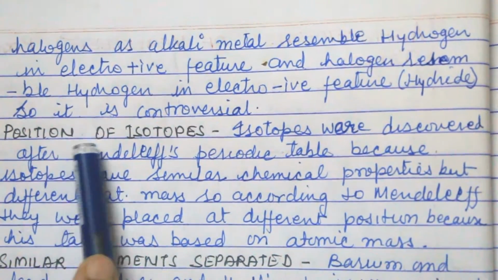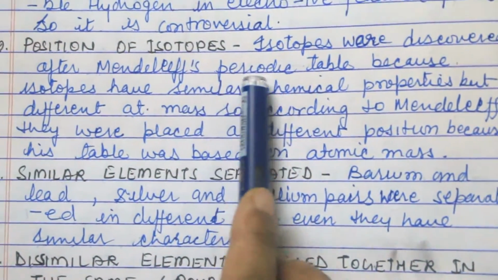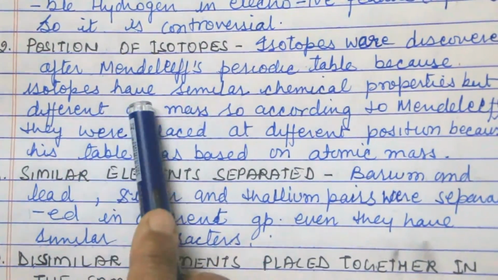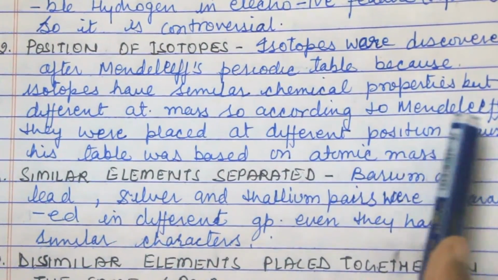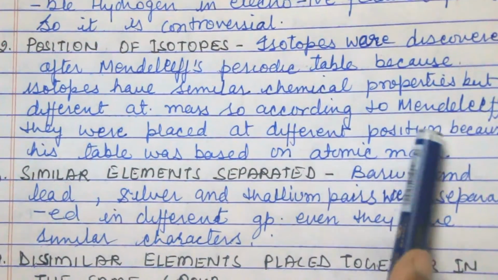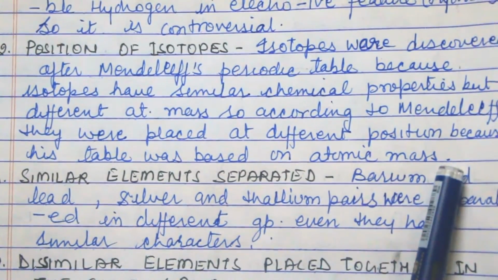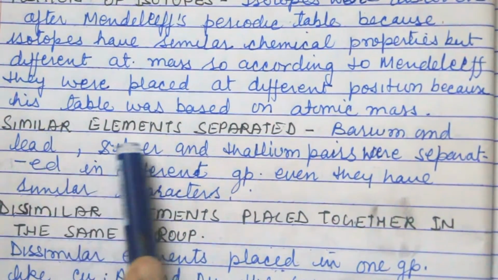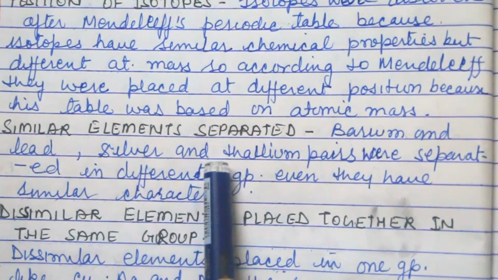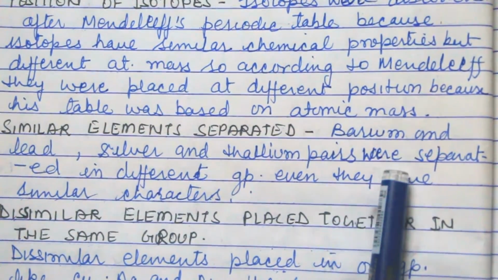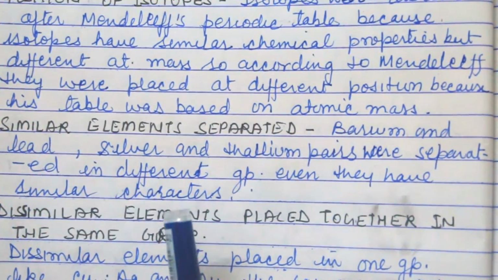Now next is the position of isotopes. Isotopes were discovered after Mendeleev's periodic table; isotopes have similar chemical properties but different atomic mass. So according to Mendeleev, they would be placed at different positions because his periodic table was based on atomic mass. Now next is similar elements separated. Barium and lead, silver and thallium pairs were separated into different groups, even though they have similar character.